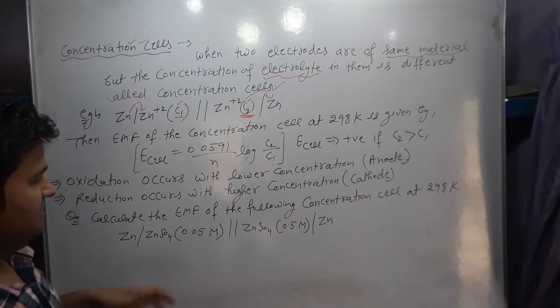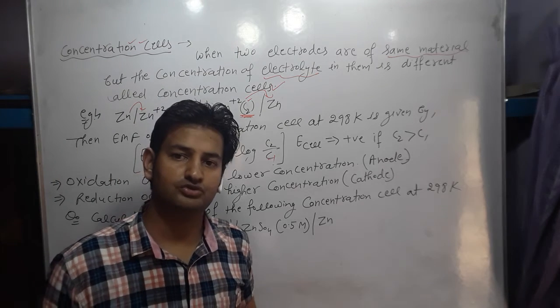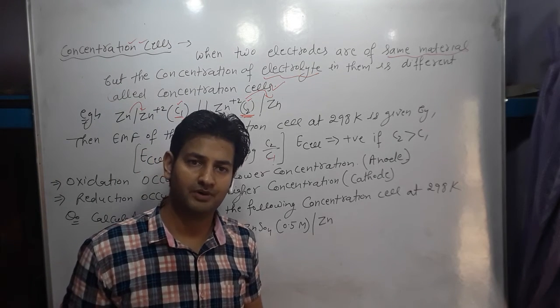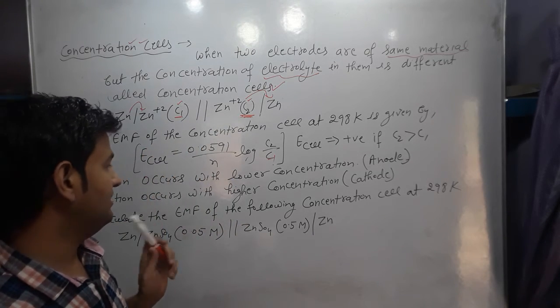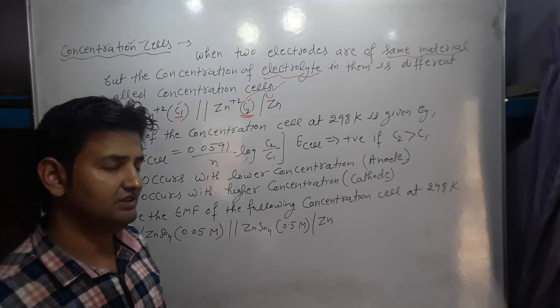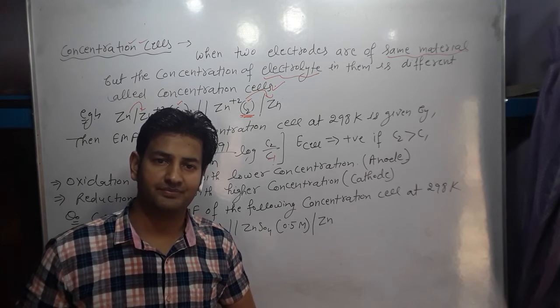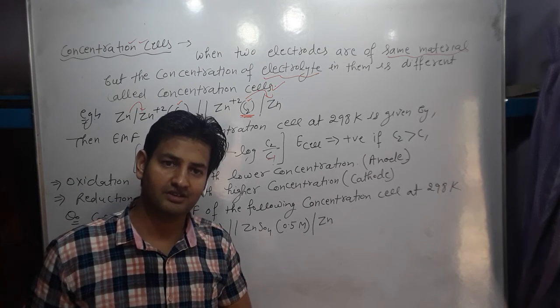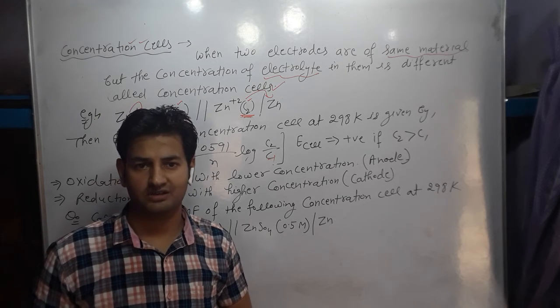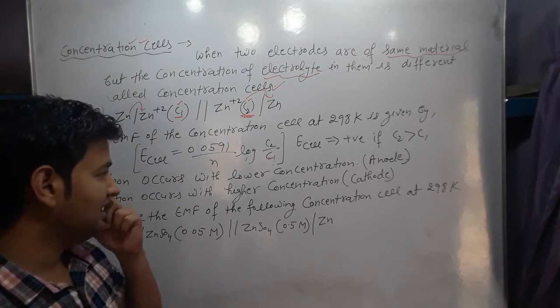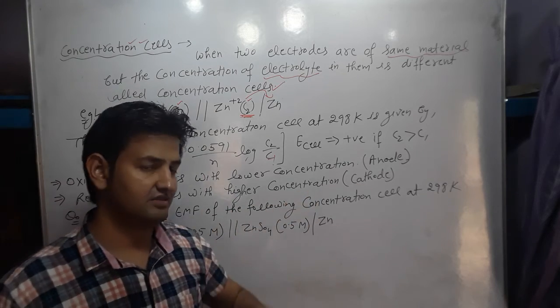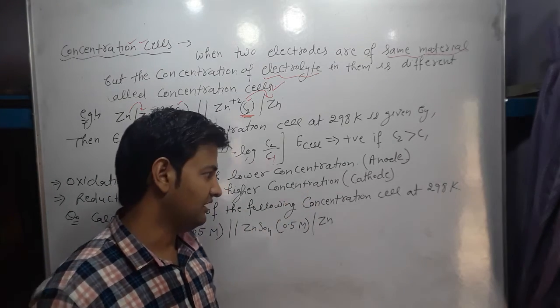At which electrode does oxidation and reduction occur? Which electrode will have oxidation and which will have reduction? Because both are made of the same material, oxidation occurs with the lower concentration. The ions which have lower concentration are where oxidation occurs and it acts as the anode, and reduction occurs at the electrode which is higher in concentration or where the ionic concentration is high.